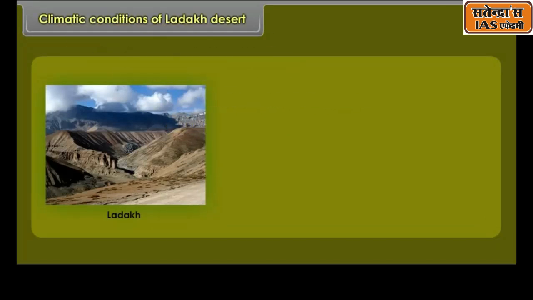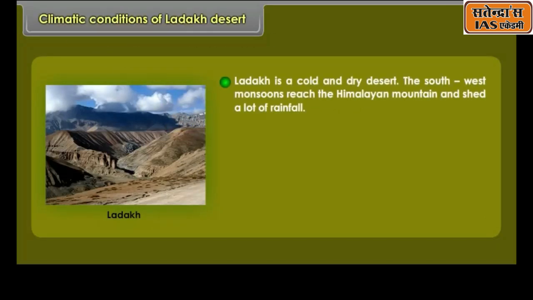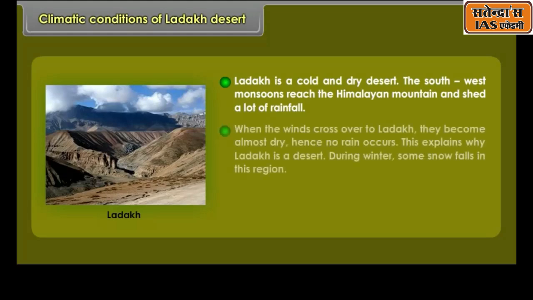Climatic conditions of Ladakh Desert. Ladakh is a cold and dry desert. The southwest monsoons reach the Himalayan mountains and shed a lot of rainfall. When the winds cross over to Ladakh, they become almost dry. Hence, no rain occurs. This explains why Ladakh is a desert.